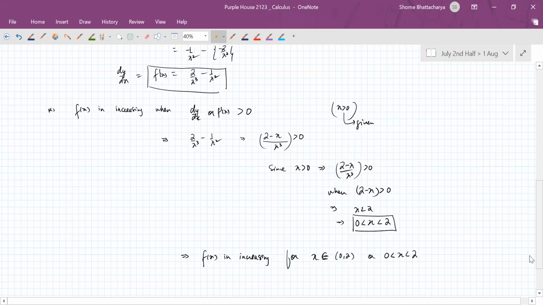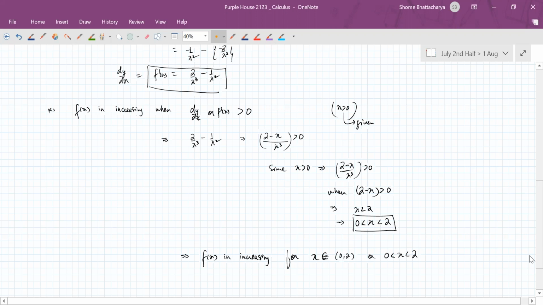What is the question? Sir, how did 2 minus x divided by x cube greater than 0 come? That is what we are finding out. Now, let us see part A. What we are finding out is in which interval the function is increasing. So the condition for it to be increasing is that f prime x should be greater than 0. So what is f prime x? It is 2 by x cube minus 1 by x square. That should be greater than 0.